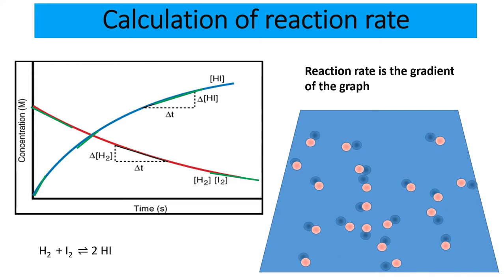You can see once the reaction is complete, the entire concentration of hydrogen and nitrogen now is 0. There's no hydrogen and no nitrogen. There's only hydrogen iodide.